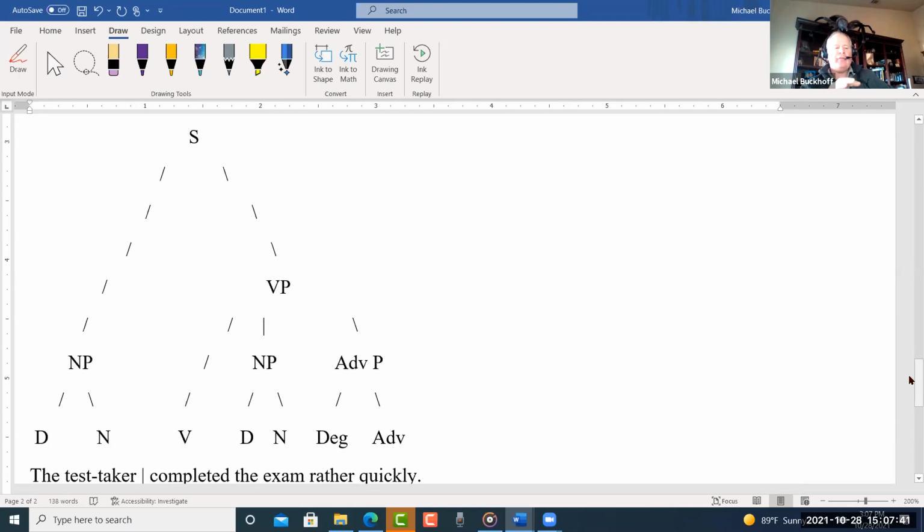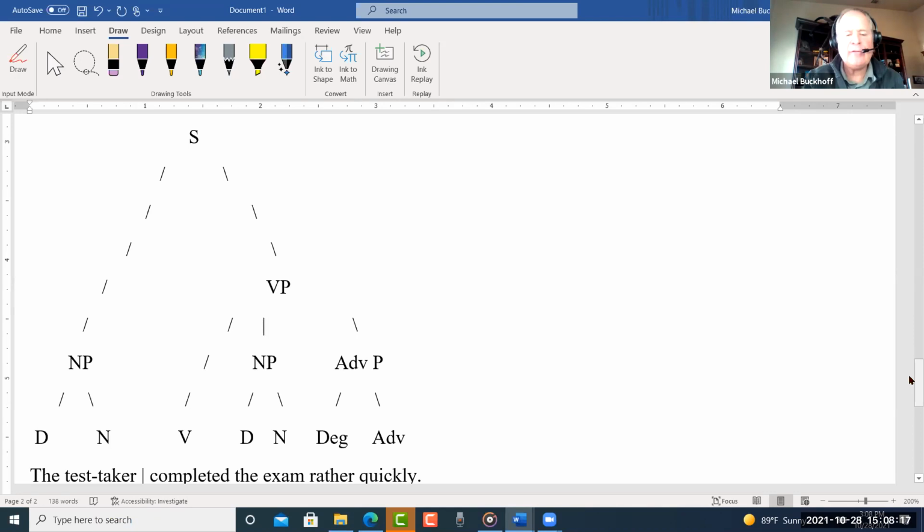So let's start with the noun phrase. So the noun phrase breaks into a determiner and a noun, the test taker. So then we're done with that. Then the verb breaks into, keep going. Then the verb phrase breaks into a verb, a noun phrase, and an adverb phrase. Good, good. Yes. The noun phrase breaks into a determiner and a noun, and the adverb phrase breaks into a degree adverb. Degree adverb, yes, and an adverb. That's right. Or you can just say adverb and adverb.